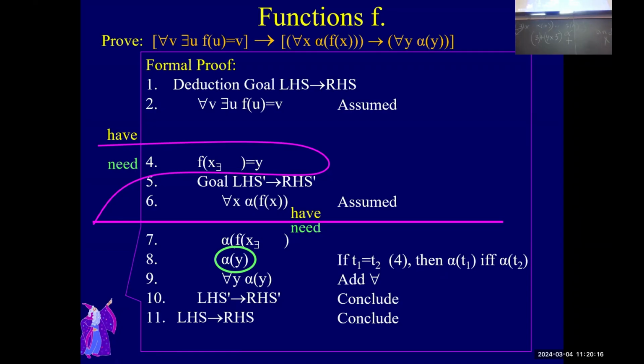And I know that those objects are the same object, right? In this case, I know that f of x is the same object as y, right? And suppose now, what does that tell me? That tells me that alpha is true for the one object if and only if it's true for the other object, right? Does that make sense?